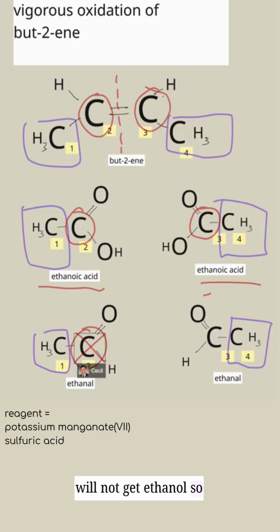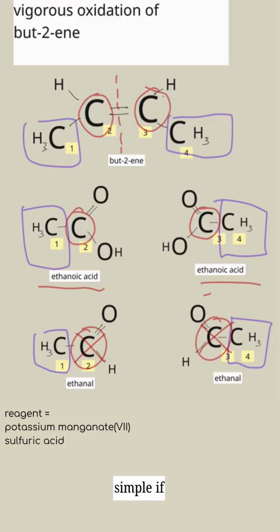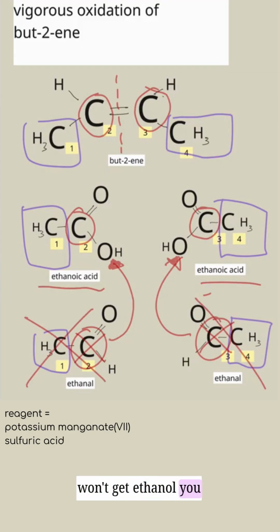You will not get ethanal. So carbon number 2 and carbon number 3 will not turn into aldehyde. And what is the reason for that? Very simple. If it is ethanal, it will be oxidized further to ethanoic acid, because this is vigorous oxidation. The oxidizing agent in this case is very strong. So you won't get ethanal, you get ethanoic acid.